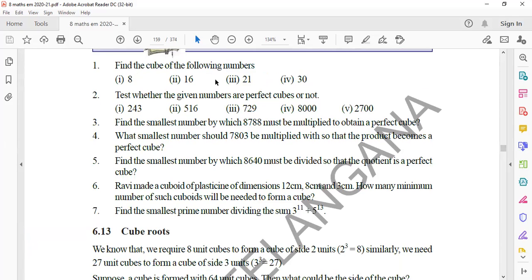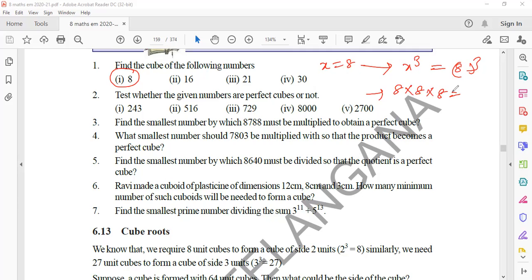Now let us start the exercise. Find the cube of the following numbers. I don't want to disturb you, you can take and find the cubes. I think you know, but the first question I should explain. Find the cube of a number. Let x be the number 8. The cube of the number is x cube, nothing but 8 cube. What can you do with 8 cube? 8 into 8 into 8.